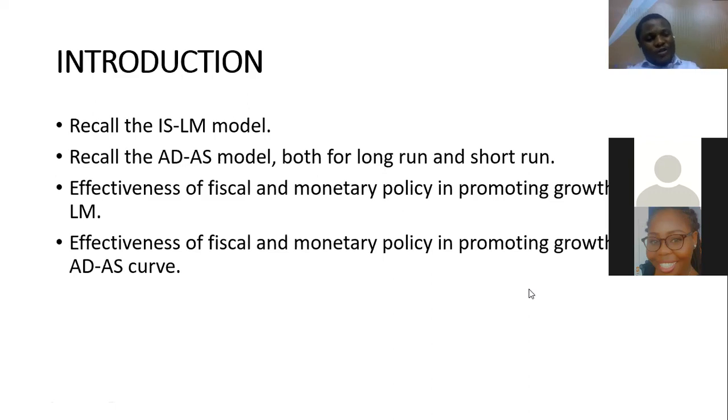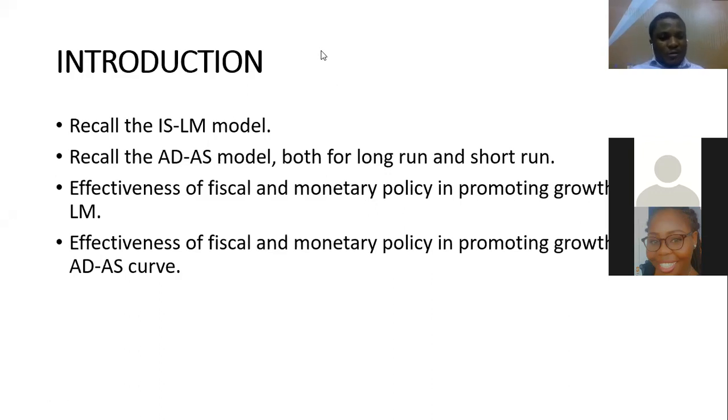Again, we can also consider the effectiveness of fiscal and monetary policy, two of them together, in promoting growth under the aggregate demand, aggregate supply framework, simply because under the aggregate demand, aggregate supply framework, both policies yield the same effect on aggregate demand. You must understand that. So if you take up expansionary fiscal policy or expansionary monetary policy, both of them will definitely cause a shift in the aggregate demand curve. So we look at them as one. All right, that is what we do.